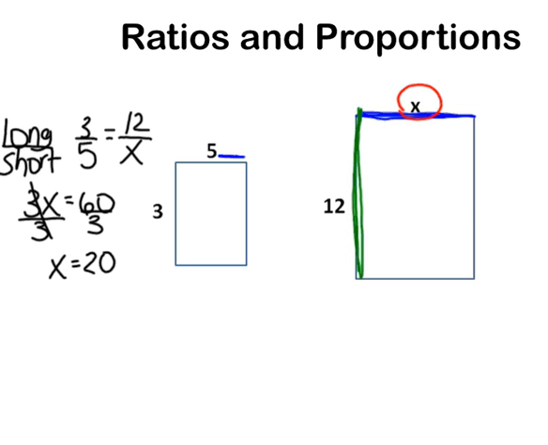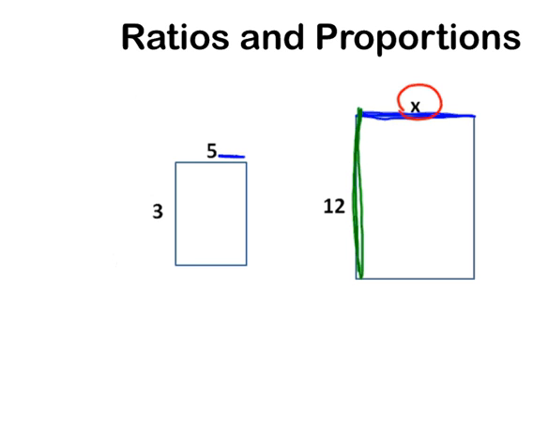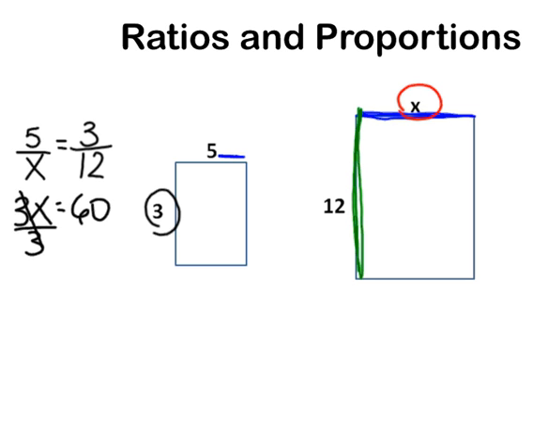Another way I can set up my proportion is short side over short side and long side over long side. For example, 5 over x is the short side of the first rectangle over the short side of the second rectangle, equals, now since I started with the first rectangle on the top, I'm going to put the long side of the first rectangle on the top and the long side of the second rectangle on the bottom. And again, I can cross multiply, and you see that I get an answer of 20. Therefore, there are several ways that you can set up your proportion for this rectangle as long as you are following a pattern.